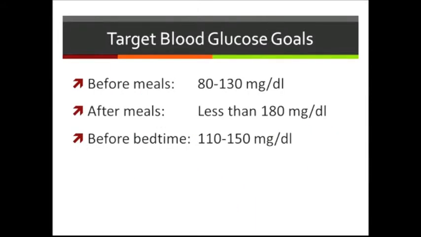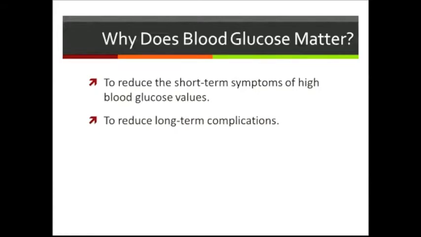Before meals, 80 to 130. After meals, the blood sugar typically goes up about 90 minutes to 2 hours after starting, and it may go up about 50 points. So if you're starting at 130, it might go as high as 180. At bedtime, the goals are 110 to 150. So why does blood glucose matter? Well, to reduce the short-term symptoms of high blood glucose values. The other reason is simply to reduce long-term complications.